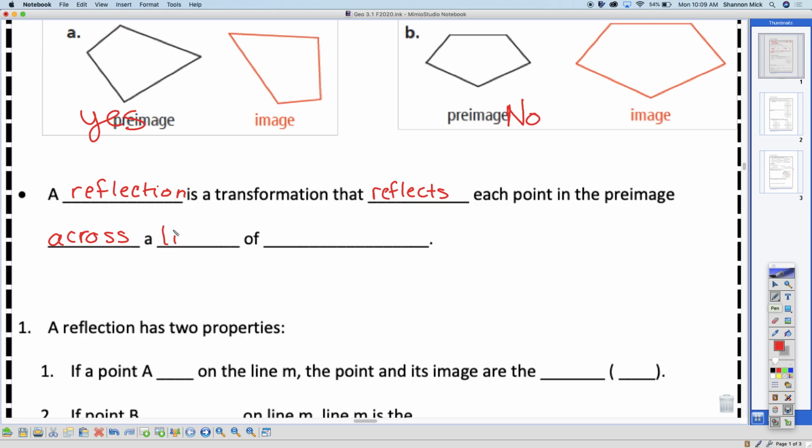Okay, gentlemen, focus. A line of reflection. Okay, so it reflects across a line of reflection. We use the word reflection a lot, but that's what it does. The line of reflection can be the x-axis, the y-axis. It can be just some random x or y line.